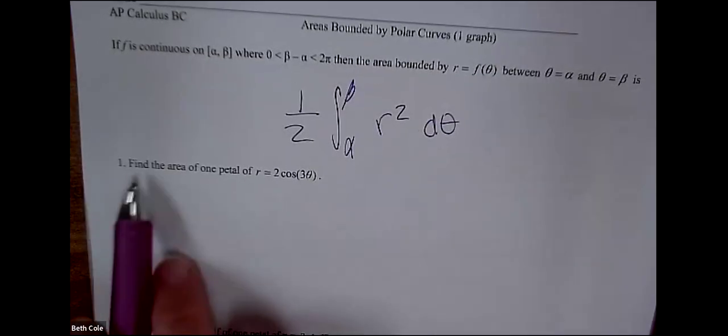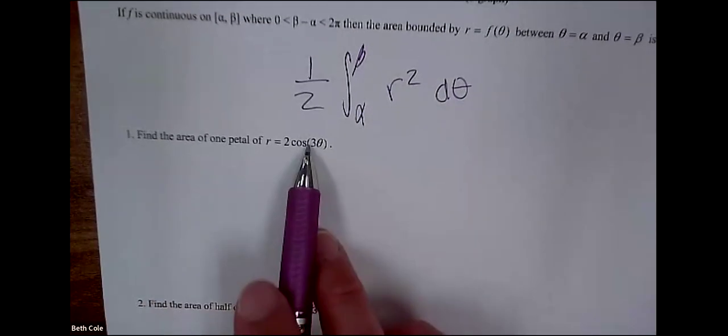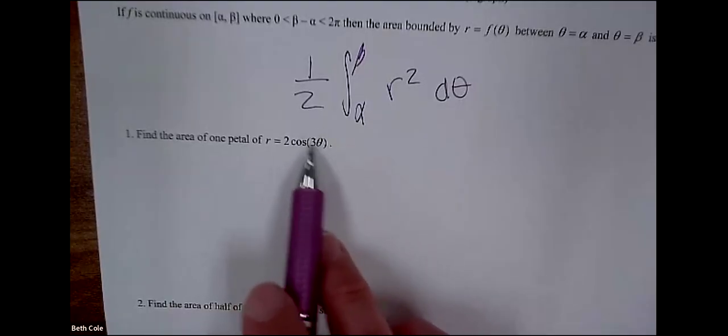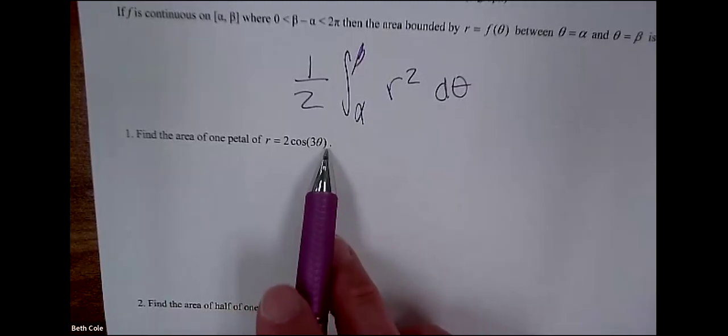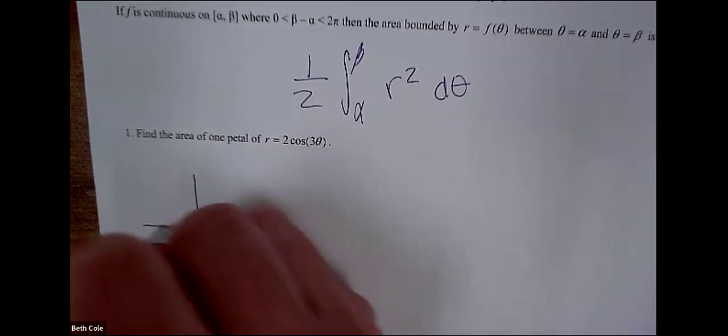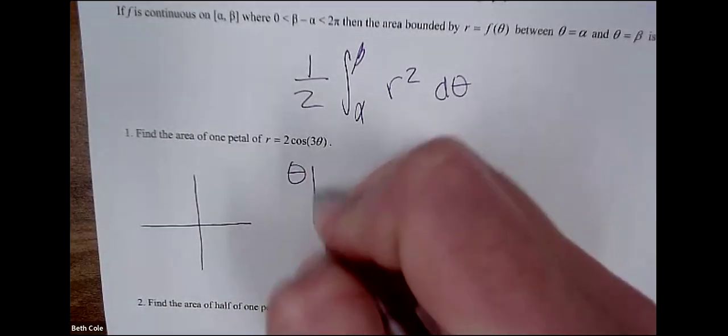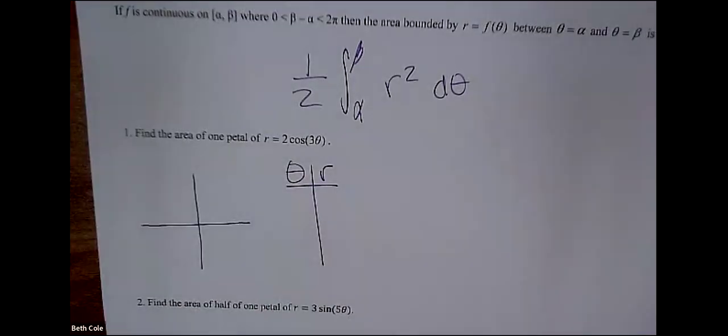So what we're going to do, find the area of one petal of this graph. How many petals is this graph going to have? 3 is odd, so it's going to just be 3. We're going to just draw a quick sketch. I'm going to make myself a little table. It's going to be very brief, though. We're going to keep that part short. We really just want to find our boundaries.